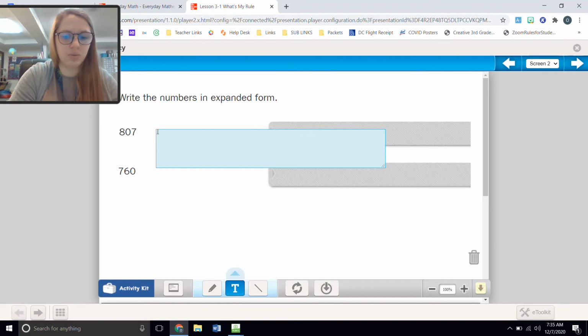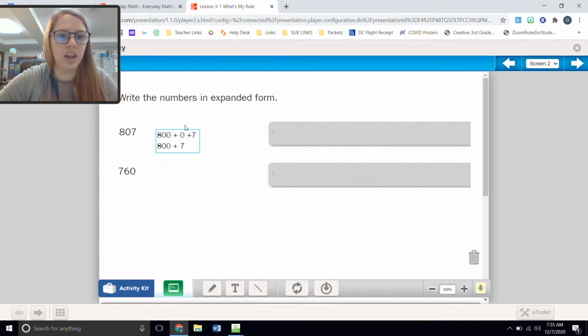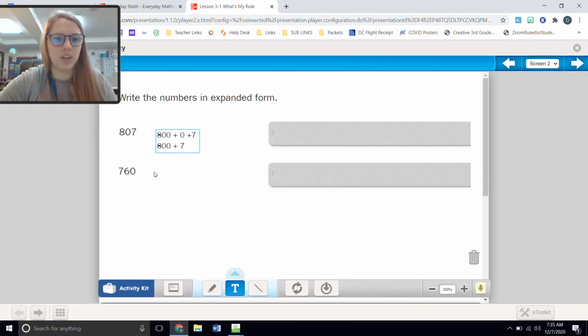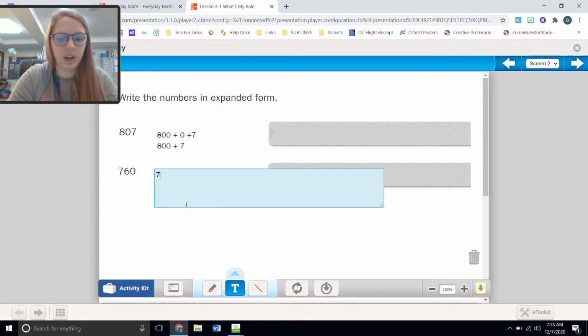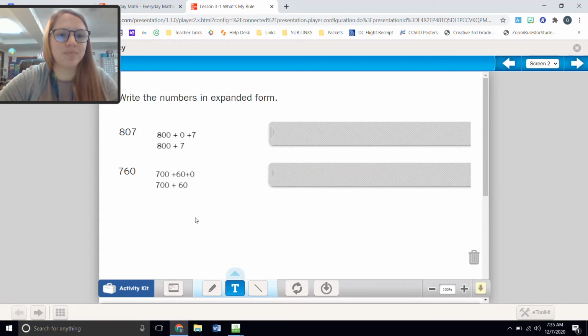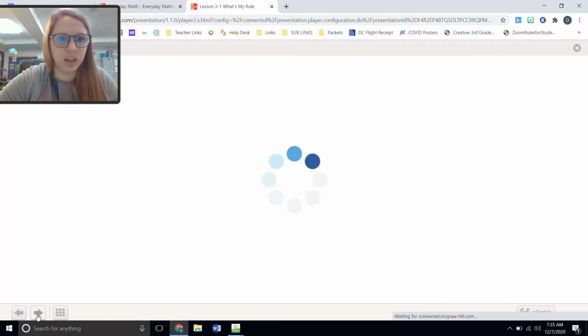807 can be written in two ways. It can be 800 plus 0 because there are 0 tens plus 7, or you can do 800 plus 7. Those are our two ways that we can write 807. And then for 760, you can write it 700 plus 60 plus 0 because there are 0 ones, or you can write it 700 plus 60. All right, nice job. We're going to move on.